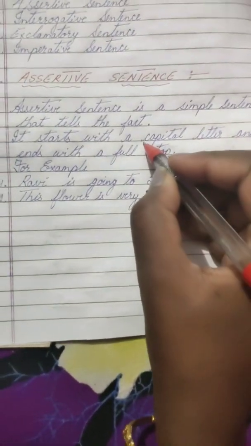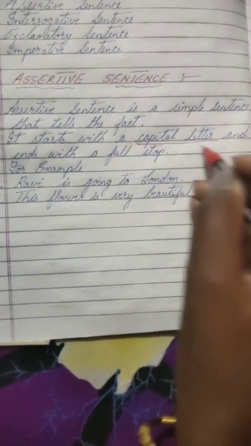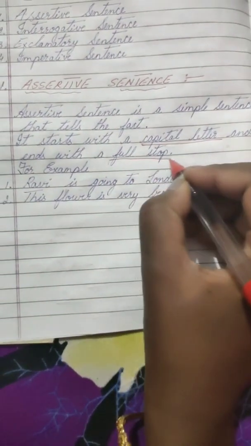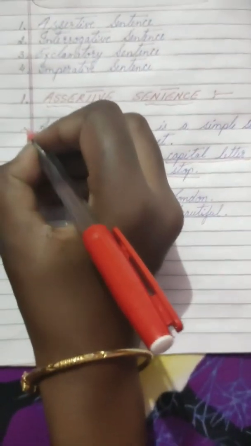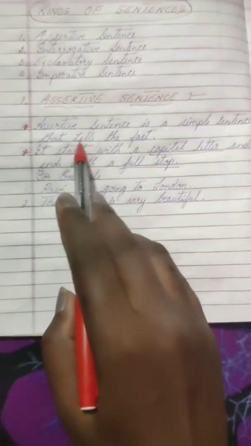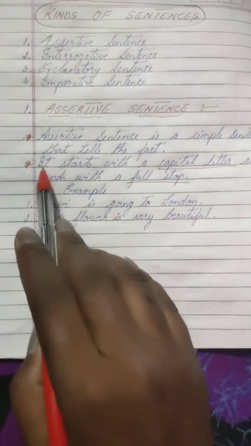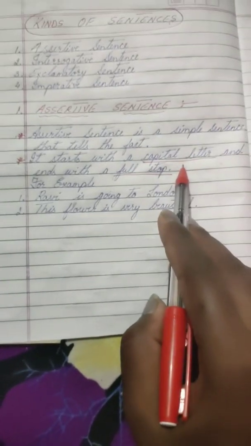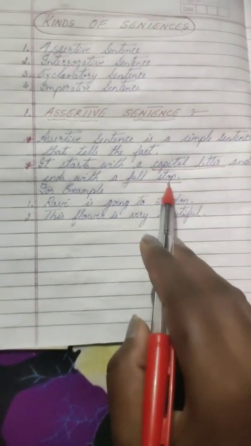And it starts with a capital letter and ends with a full stop. So these are the 2 points that you have to remember. Number 1 is assertive sentence is a simple sentence that tells the fact. Number 2, it starts with a capital letter and ends with a full stop.